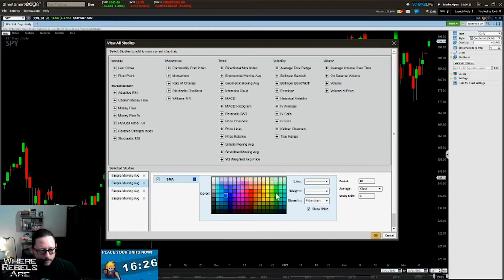So here we go. Simple moving average, 20. I go thicker lines so y'all can see it. Yellow, this is 50. Again, thicker line. And 200 is just white.